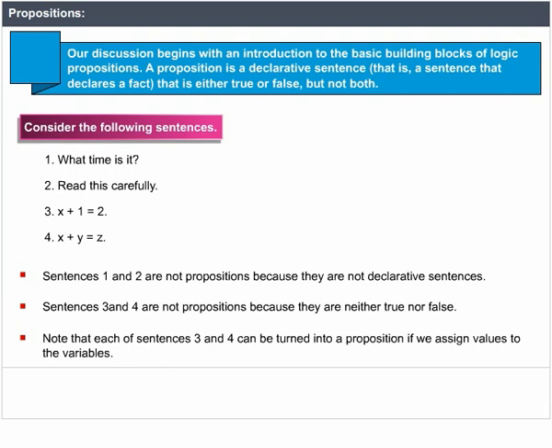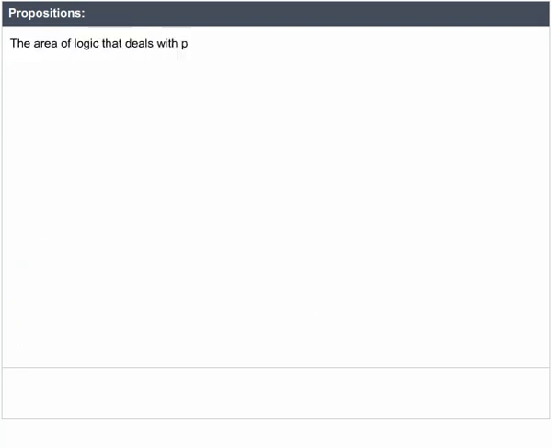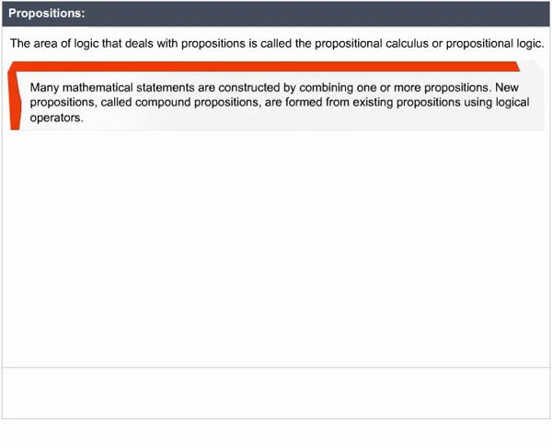Note that each of sentences 3 and 4 can be turned into propositions if we assign values to the variables. The area of logic that deals with propositions is called the propositional calculus or propositional logic. Many mathematical statements are constructed by combining one or more propositions. New propositions, called compound propositions, are formed from existing propositions using logical operators.